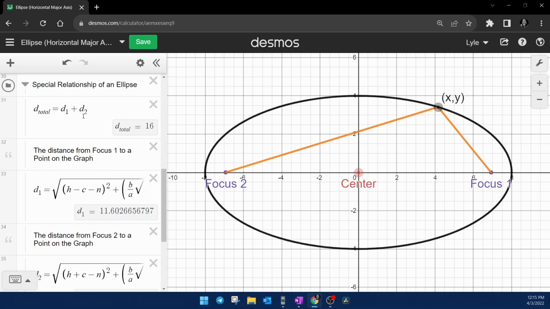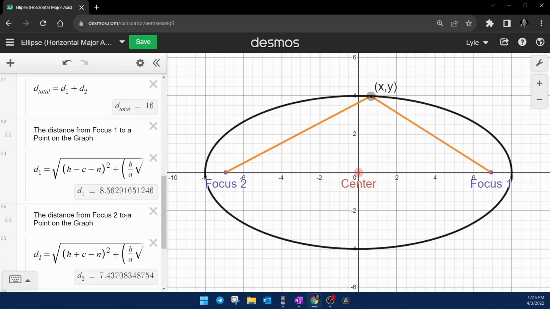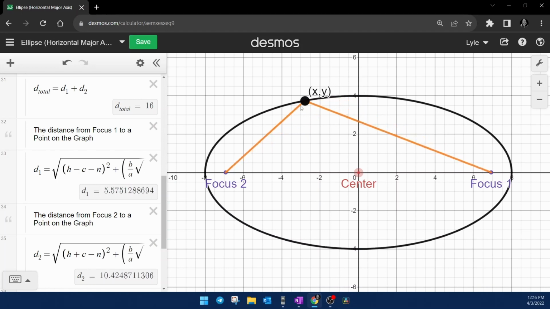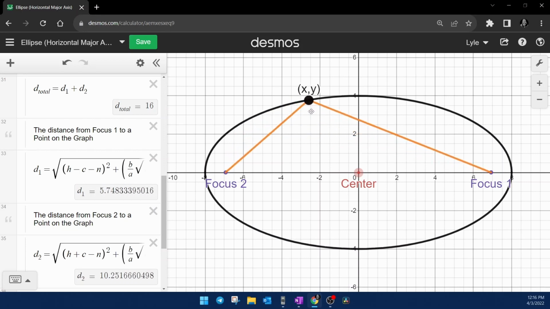The distance 1 plus distance 2 would be the distance of the first orange line, and then the distance of the second orange line added together gives me their total distance. And I'm going to swing that around the ellipse. You're going to see that the distances are changing. The distance for line 1 and line 2 are changing, but the total is not. So that sum is always a constant.